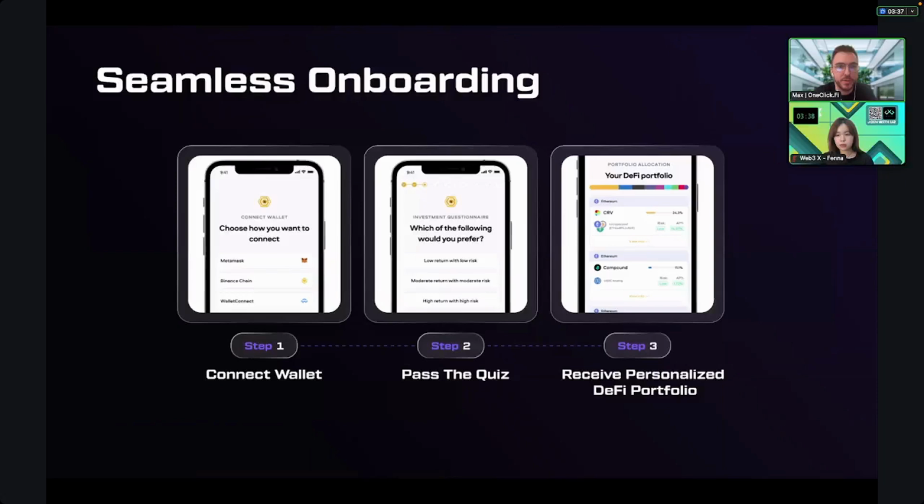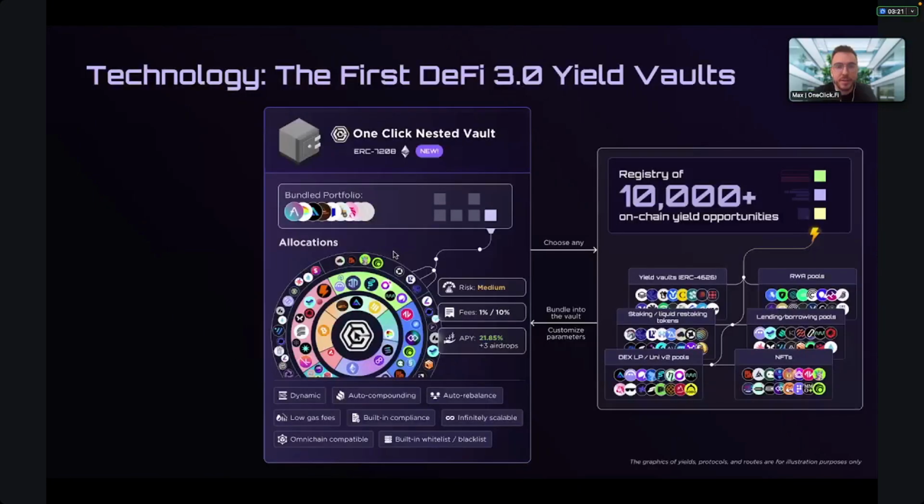Onboarding is also pretty seamless. All you have to do is connect a wallet, or even you don't have to. Even if you don't have a wallet, you can just create it in one click. Fill in a small questionnaire and receive your personalized allocations.